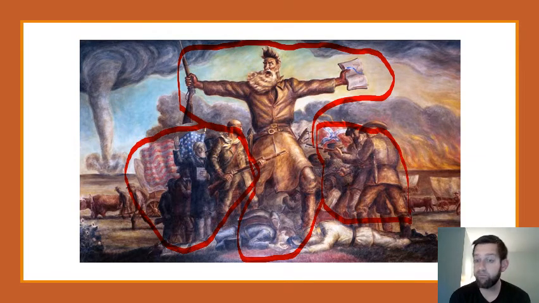Now, the event that John Brown is most associated with in Kansas is something called the Pottawatomie Creek Massacre. There's one particular night where John Brown knocks on the door of a couple pro-slavery households. Brown and his men drag these pro-slavery men out of their cabins, murder them, and hack their bodies to pieces with swords.